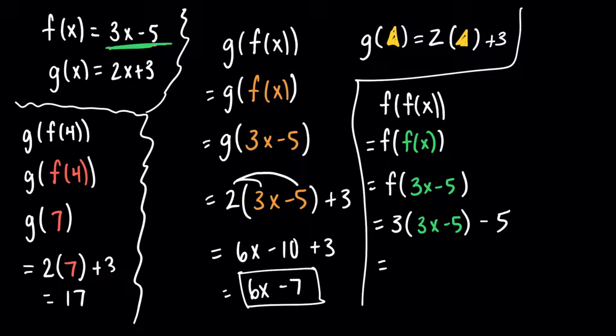And then you'll just have to simplify this. So this would be 9x minus 15 minus 5. I got 9x from multiplying those two, and I got minus 15 from multiplying those two. This is 9x minus 20.